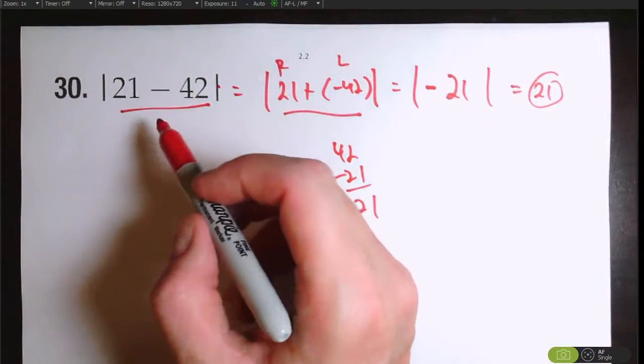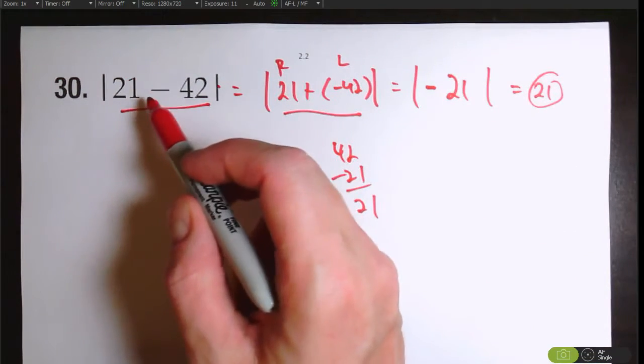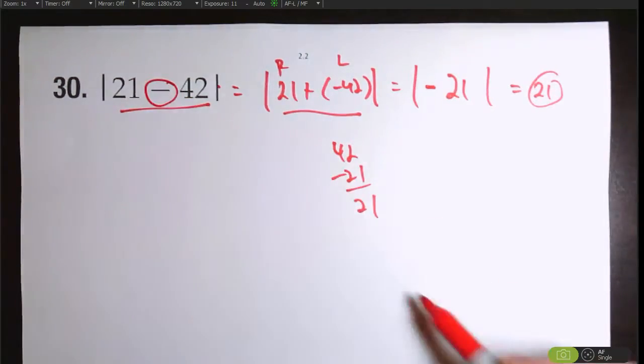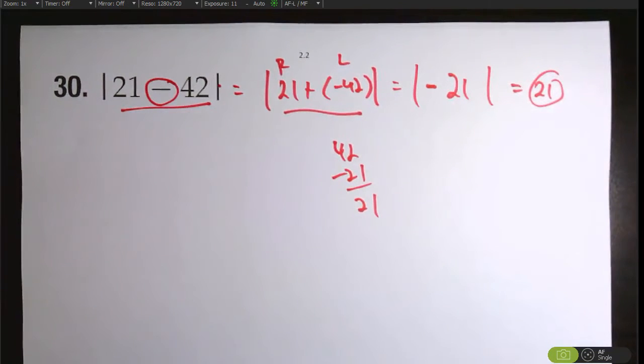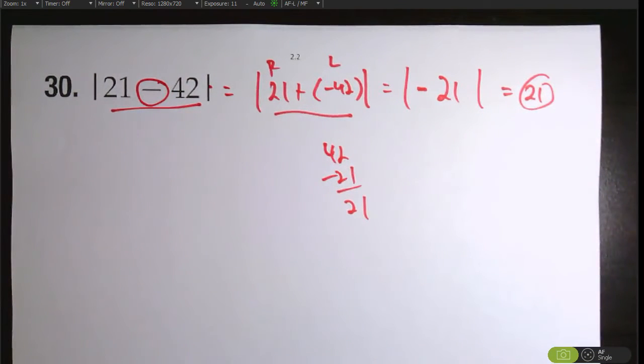So a lot of times the mistake made here is just to make these both positive first and add them, but I can't. I have to do the subtraction first, and then once I do the subtraction, then I can do the absolute value. So that's section 2.2.